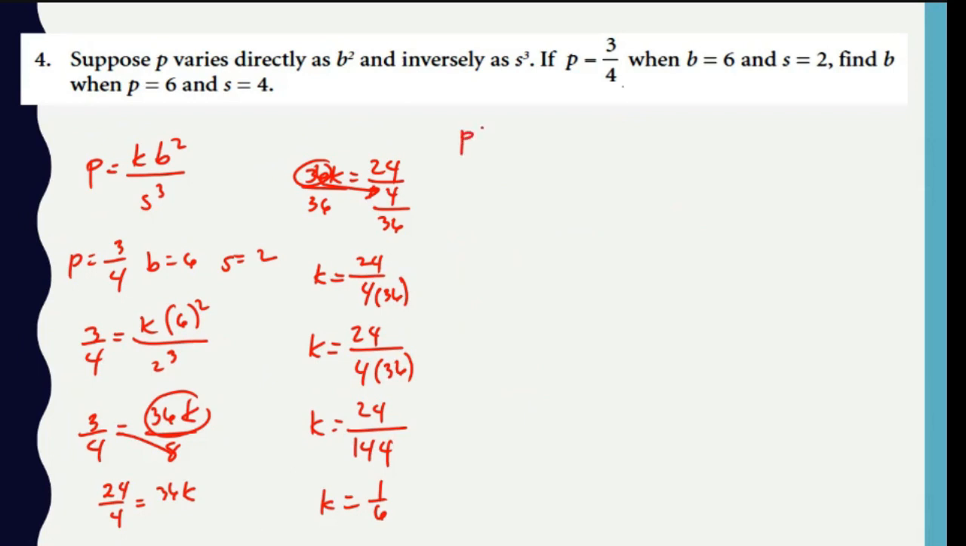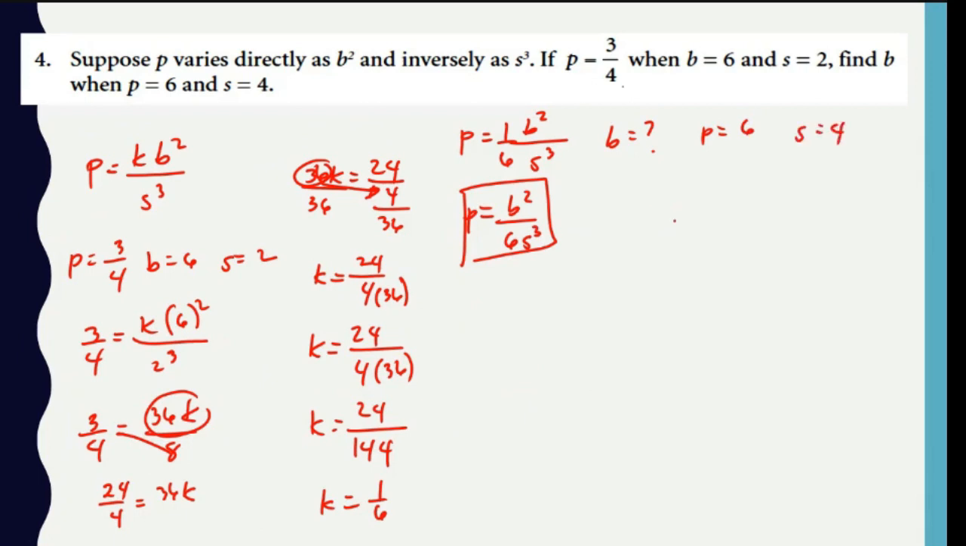I will now substitute to the tentative equation. You will have 1 over 6 then B squared over S cubed. It is easier that way. So P is equal to B squared over 6S cubed. This will be our equation of variation. So we need to find B when P is equal to 6 and S is equal to 4. So it becomes 6 is equal to B squared all over 6 times 4 raised to 3.